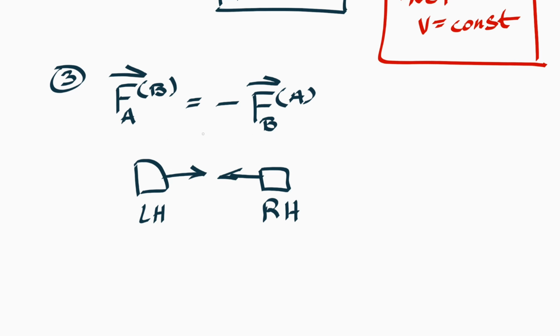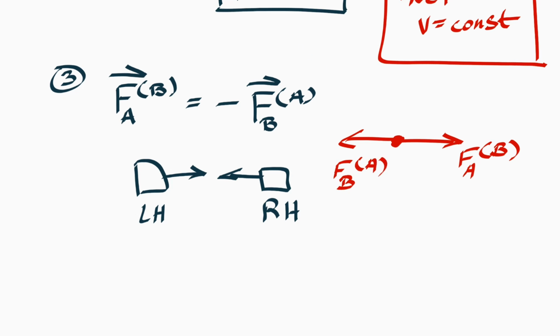right? But they don't cancel out because when you draw a free body diagram, a lot of students are tempted to say, well, this is the force from my left hand acting on my right hand, and this is the force from my right hand acting on my left hand. But you can't do that. Free body diagrams are for one object, right? Not for the whole combination of your left hand and your right hand. So these do not, in fact, cancel by Newton's third law.